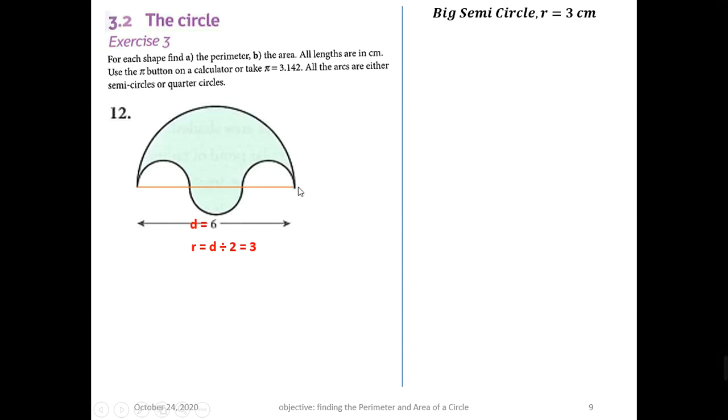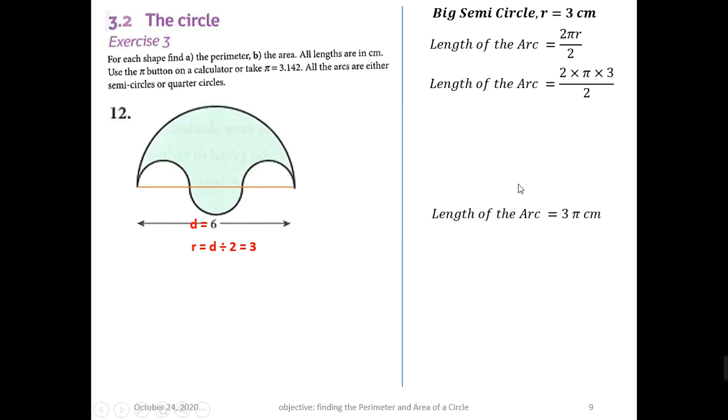Then write the general formula of finding the length of the arc in a semicircle, which is half of 2 pi r, or we can write it as 2 pi r over 2. Let's substitute the value of r, which is 3. So it's 2 times pi times 3 over 2. The 2's are going to be cancelled. So the answer in terms of pi is 3 pi centimeters.